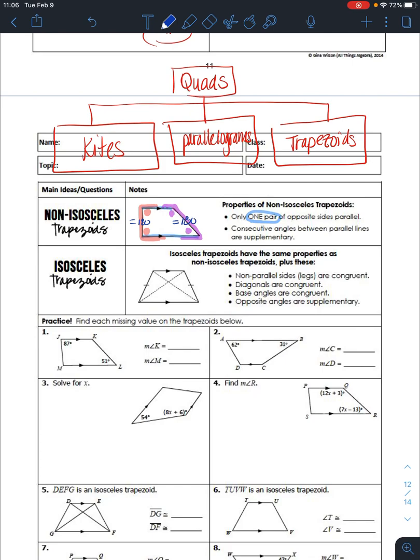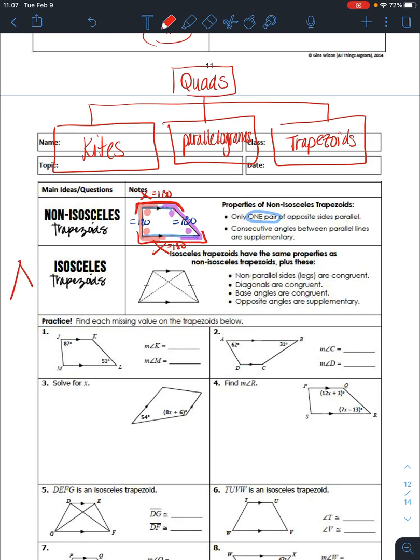But here's the mistake that students make, like with a parallelogram: they think that all of them do. These do not equal 180, nor do these, okay? Because they are not between the parallel sides. So they do not equal 180. So make sure you don't make that mistake.